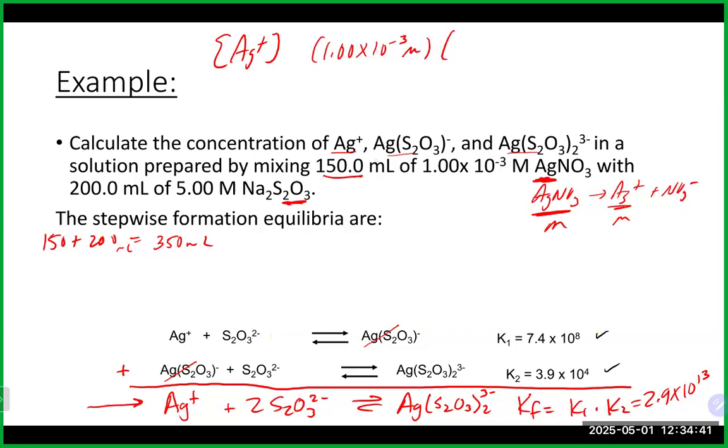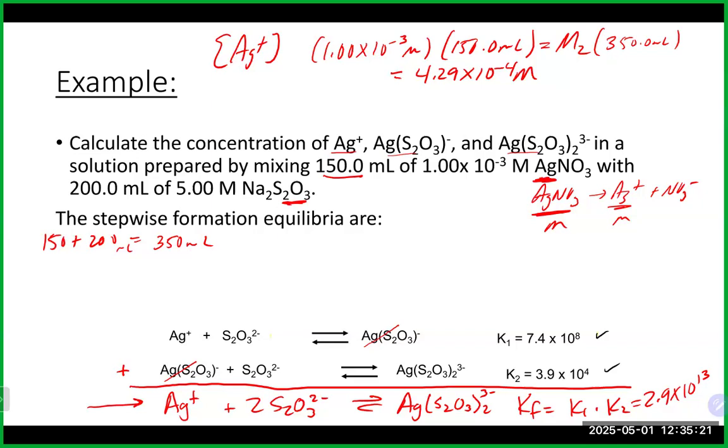We are using 150 milliliters of it. We're basically doing our M1V1 equals M2V2 here. M2 would then be our concentration after mixing, and V2 is our total volume, which is 350 milliliters in this case. Solving for M2 will give us our silver concentration. That gets us here for the silver 4.29 times 10 to the minus 4 molar.